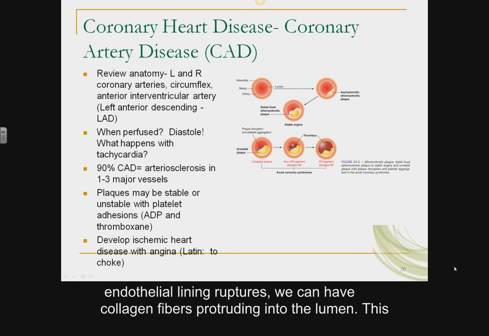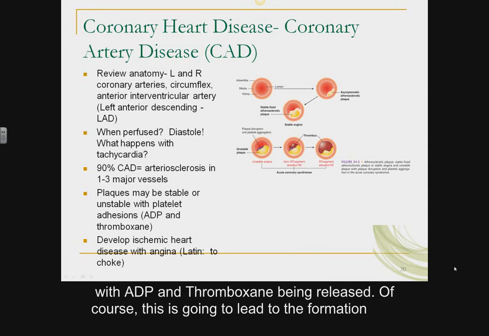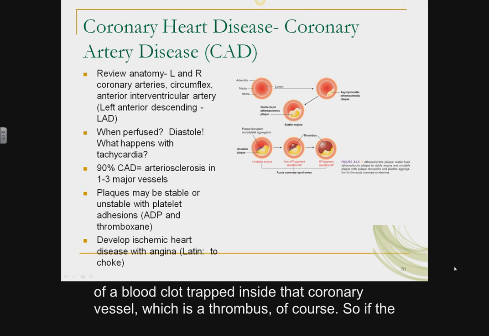So once the endothelial lining ruptures, now we've got collagen fibers protruding into the lumen. This is going to lead to platelet aggregation, and this is going to lead to platelet activation with ADP and thromboxane being released. Of course, this is going to lead to the formation of a blood clot trapped inside the coronary vessel, which is a thrombus, of course.